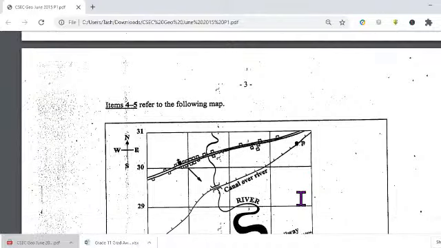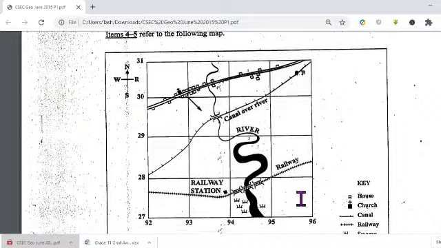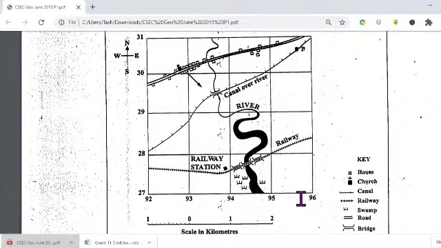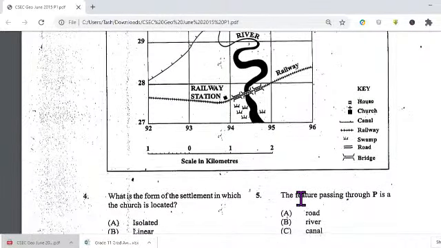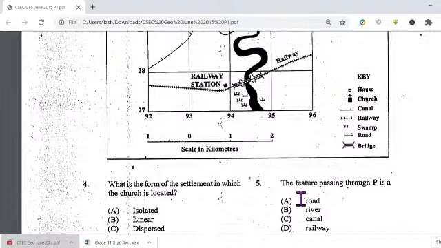All right, so we're on to number 4. Item 4 refers to the following map. Where did we see this map before? We have seen this map before on, I think, more than one paper. And I think this map was also posted on the Instagram page at one point. So let's look at the question. What is the form of the settlement in which the church is located?